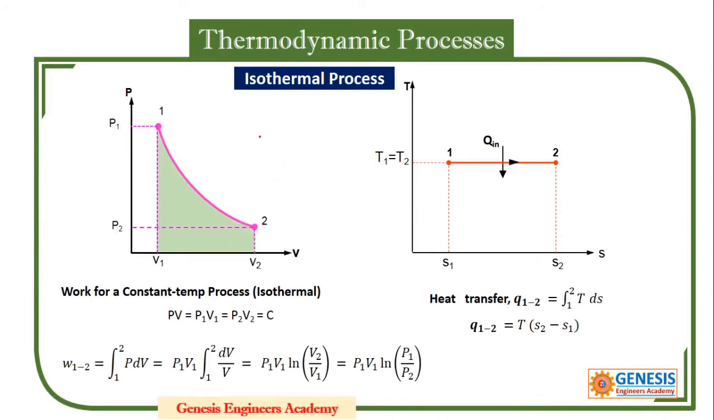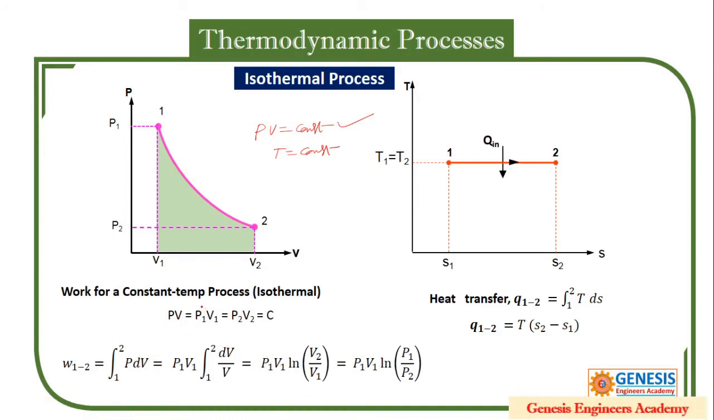The isothermal process is represented by the equation PV equal to constant, or temperature equal to constant, but we use this one. So PV equal to constant is the general formula, and that is equal to the product of pressure and volume at state 1 equal to the product of pressure and volume at state 2. Got my point? So this is the equation. Now I'll move on to how to derive this one.